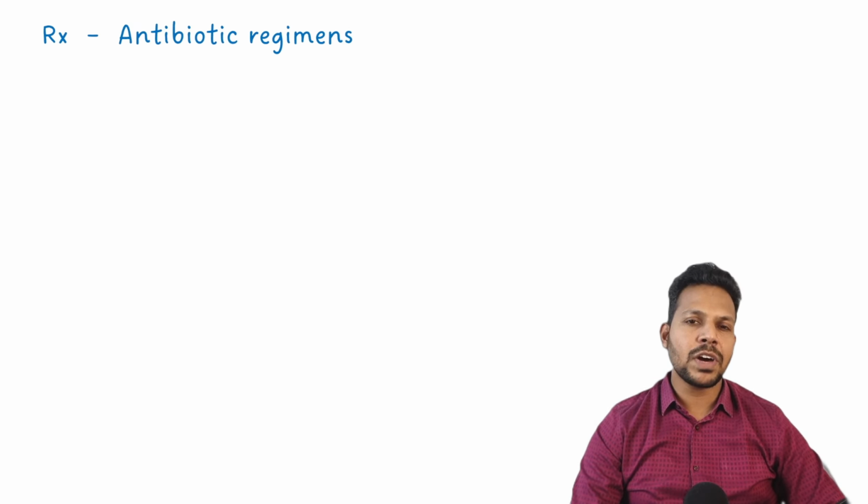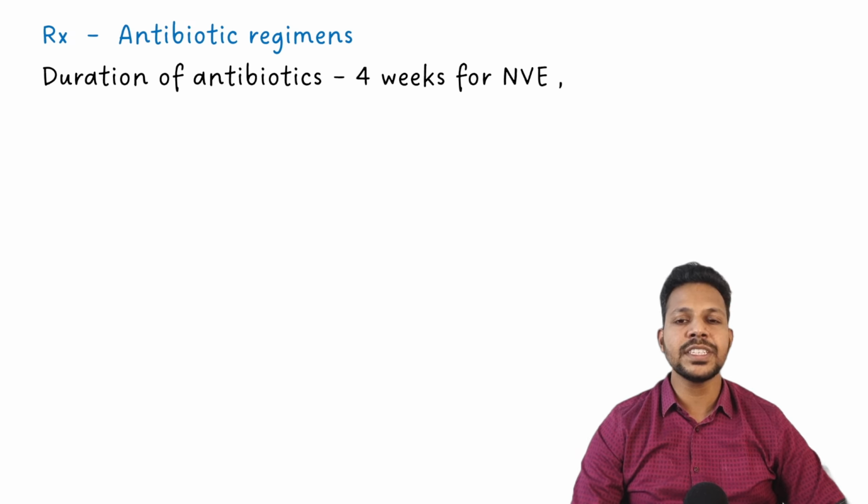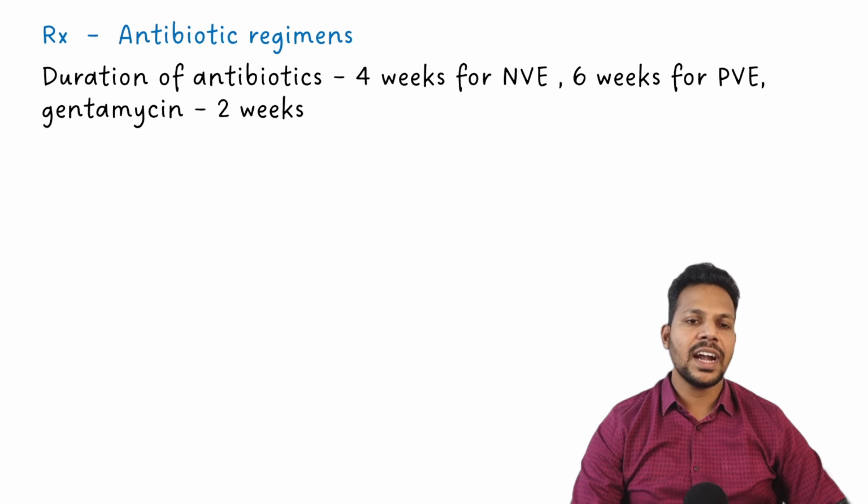The mainstay of treatment for infective endocarditis are these antibiotic regimens. Let's formulate the antibiotic regimens. The duration of antibiotics are usually 4 weeks for native valve endocarditis and 6 weeks for prosthetic valve endocarditis, and gentamicin should be used for 2 weeks. So, depending upon the organism, the antibiotic regimens differ.